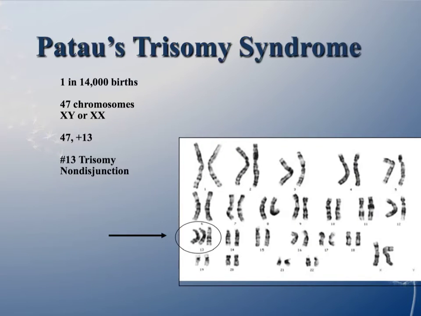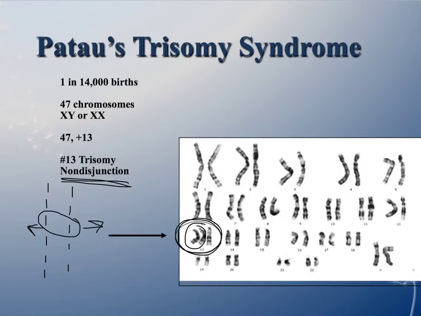Patau's trisomy is another example of nondisjunction occurring, but this time, instead of with the sex chromosomes, it's with chromosome number 13. So remember that in the making of a sex cell, you're going to have 23 chromosomes lined up here, 23 chromosomes lined up here. Well, set number 13 did not pull apart and separate correctly. And so we don't know if the 2 came from the sperm or if the 2 came from the egg, but either way, when they come together, that sperm and the egg, there are now 3 of chromosome number 13.